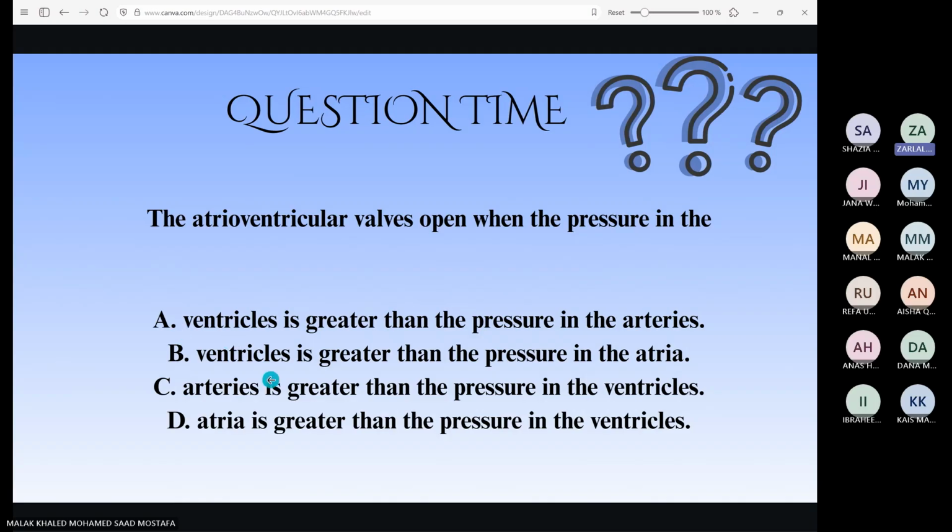Okay, so here we can do one thing. Since it's AV valves, the pressure in the arteries doesn't really matter. So we will cross out all the answers with arteries in them. So we will cross A and C automatically. Then we see why valves open in the first place. Valves are between atria and ventricles. So when the pressure of the atria is greater than the pressure of the ventricles, blood flows downwards and the valves open. So that's why it's D.